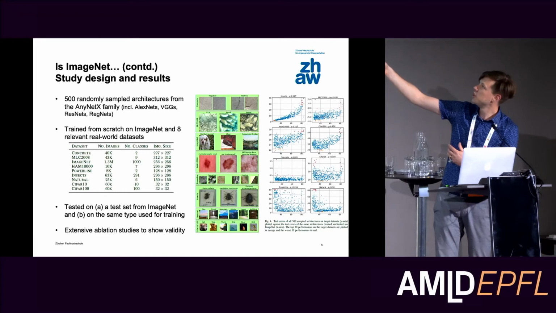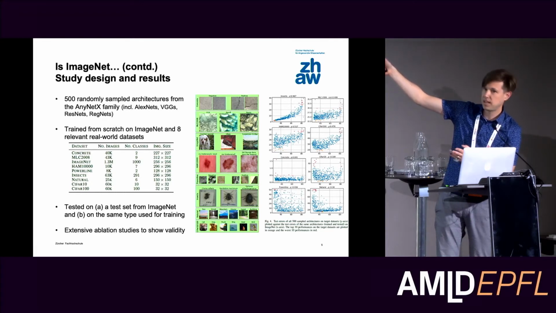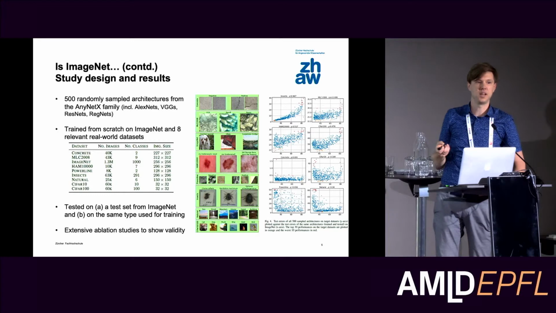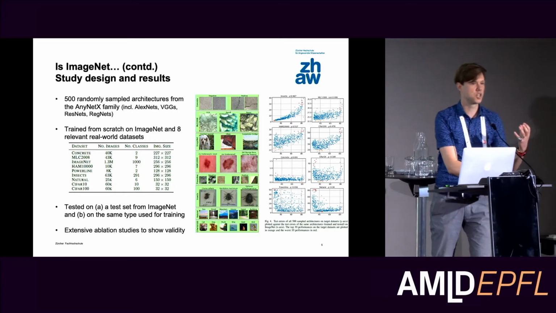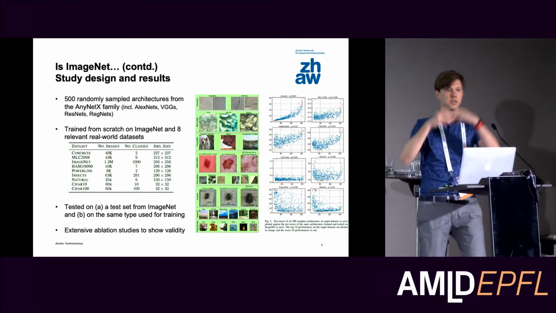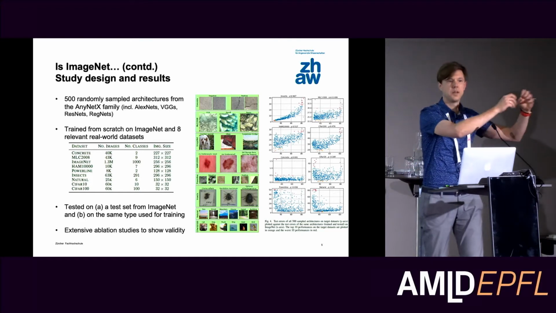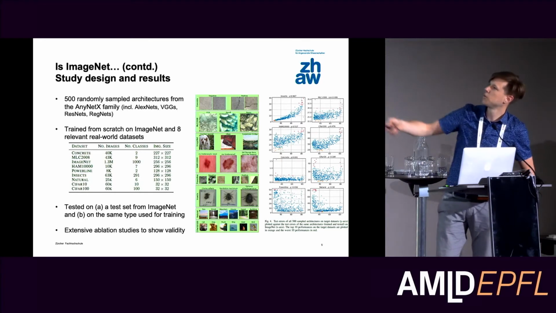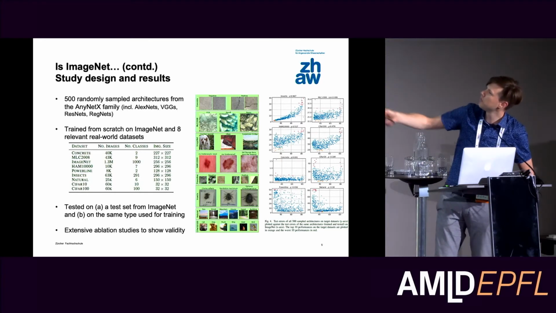Each point here is one of these random architectures, the error it has on the test set of ImageNet versus the error it has when trained on one of these other data sets on the test set of this other data set. So we wanted to see, for an architecture that has a specific performance on ImageNet, how does this architecture perform when trained on the other data set? And you see here a couple of statistics on these other data sets. You see also here samples of those.